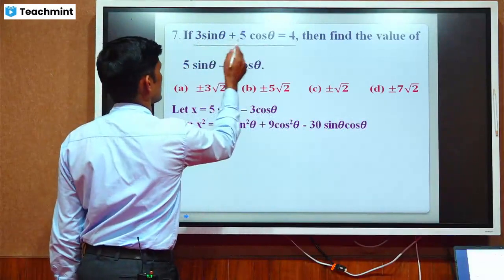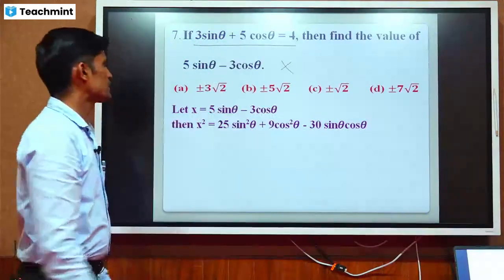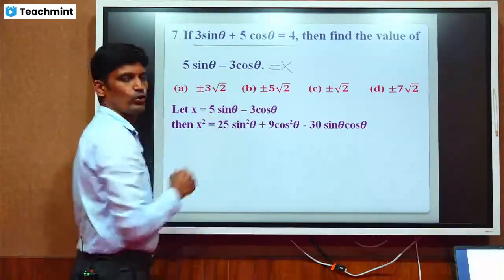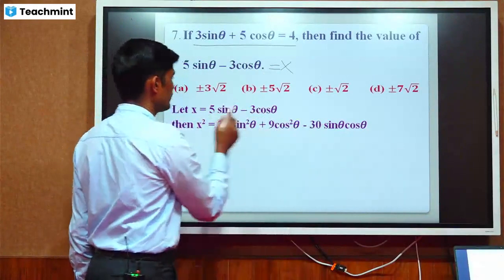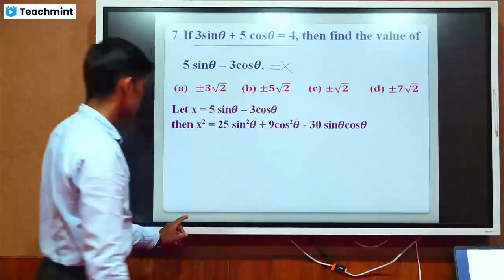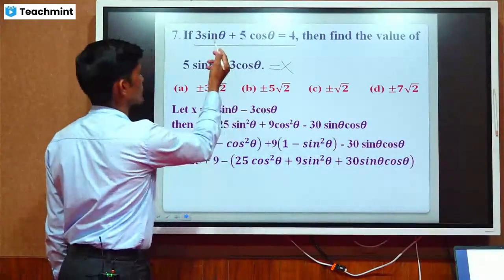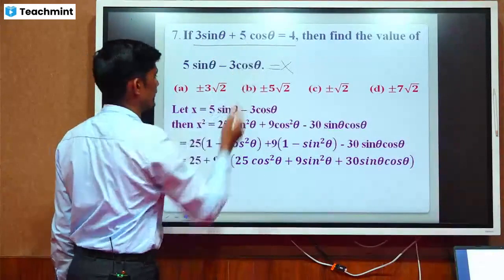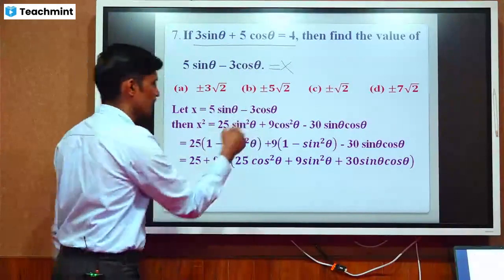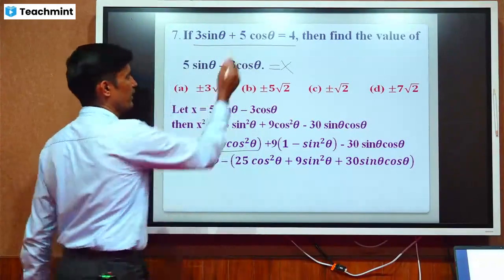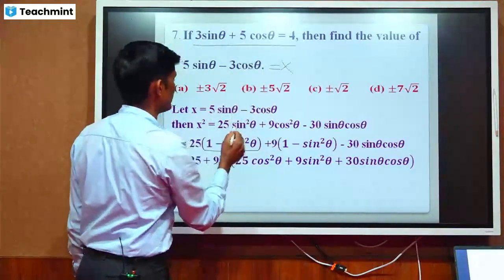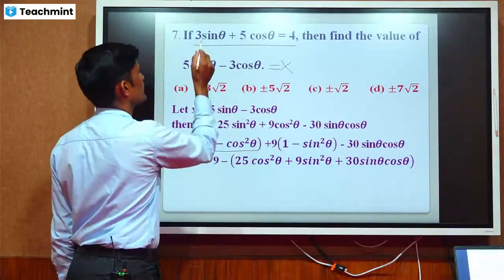To get it, let us take 5 sin theta minus 3 cos theta as x. Then squaring on both sides, we get, by the (a minus b) whole square formula, a square plus b square minus 2 into a into b: 2 into 5 into 3, 30 into sin theta cos theta. Now, in order to substitute 3 sin theta plus 5 cos theta here, 25 as the multiple of sin square theta, let us convert it into 1 minus cos square theta. And along with the 5 we need a cos theta. So here we have sin square theta, so we convert it into cos square theta. And along with the 3 we have sin theta.